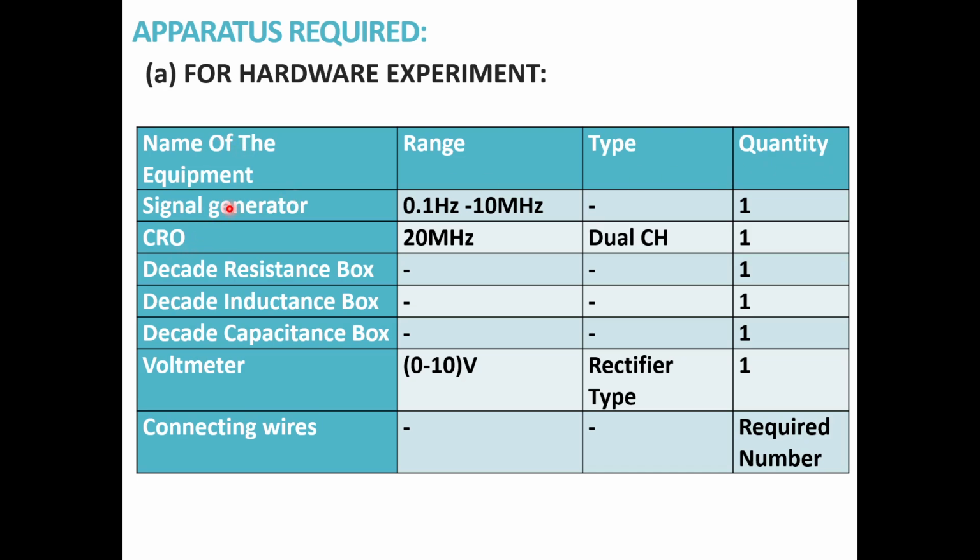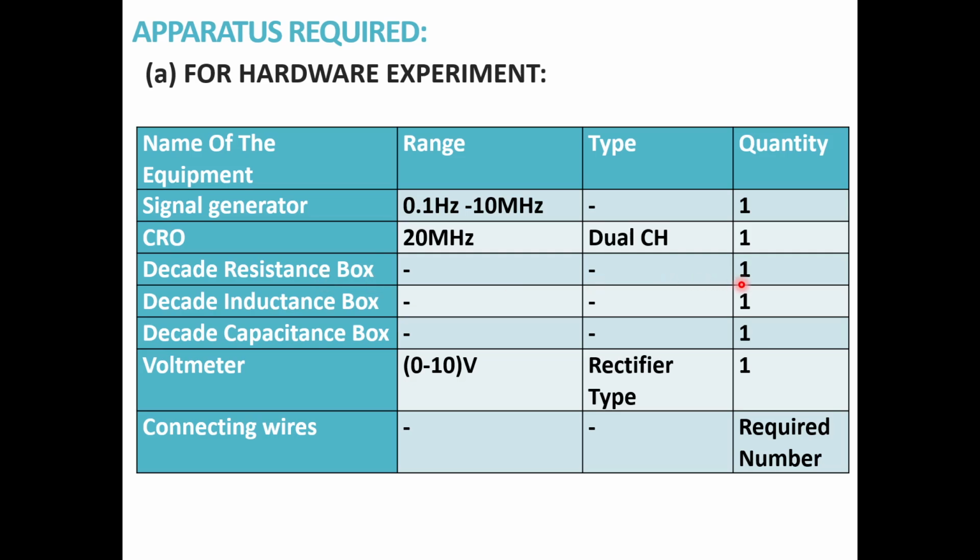The equipment that are required are signal generator, CRO, decade resistance box, decade inductance box, decade capacitance box, voltmeter and connecting wires. The signal generator that is required, its range is around 0.1 Hz to 10 megahertz, and we need one signal generator. Signal generator, you can even call it a function generator. You need a CRO of range 20 megahertz, which is dual channel type, and we need only one CRO.